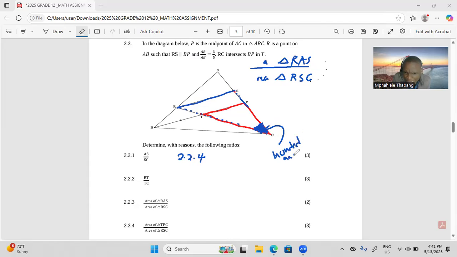When I'm referring to the included angle, I'm referring to the angle which is between two known sides. So let me focus on the side PC.